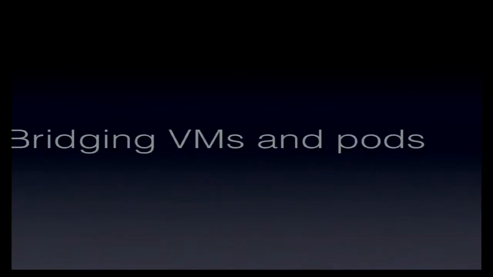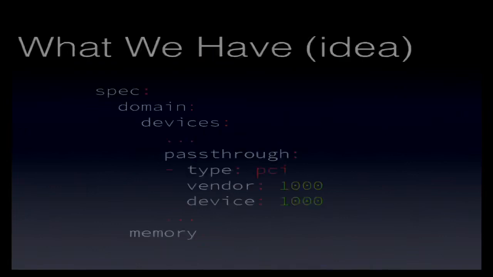So how do we bridge these two things on the API level? The first thing we have, it's not exactly what we have, it's just an idea of what we could have, is this specification of the device itself. So we request something that has vendor 1000, device 1000 in the VM spec. So this is the keyword part.